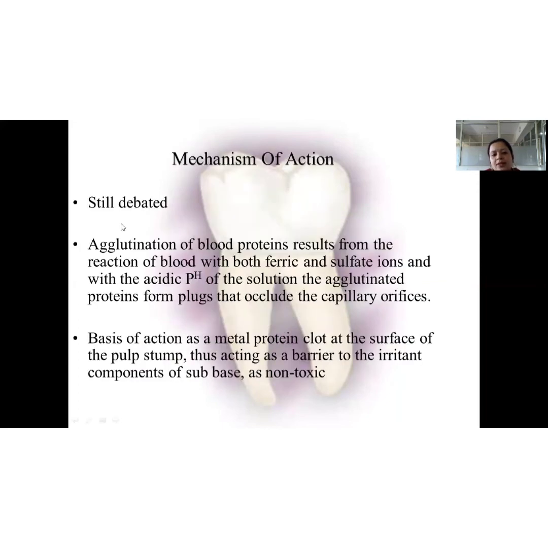How does it act? Still debated. Basically, certain studies say that agglutination of blood protein results from the reaction of blood with both ferric and sulfate ions and with the acidic pH of the solution. The agglutinated proteins form plugs that occlude the capillary orifice. The basis of action is a metal protein clot at the surface of the pulp stump, thus acting as a barrier to the irritant component of sulfate.